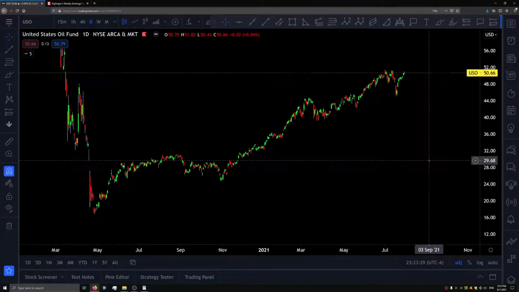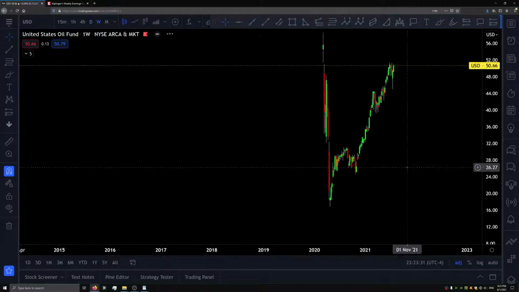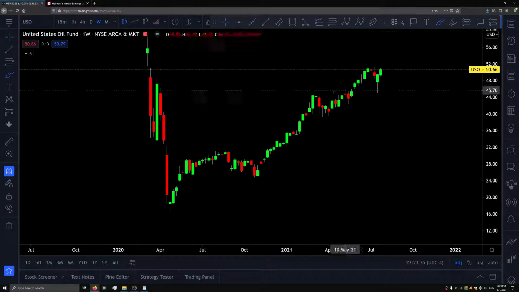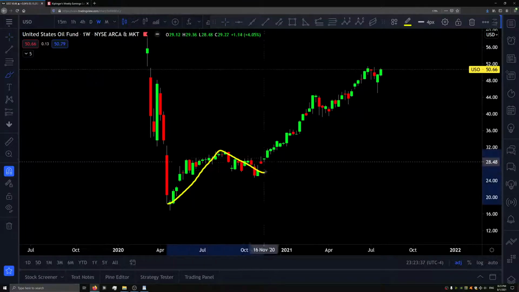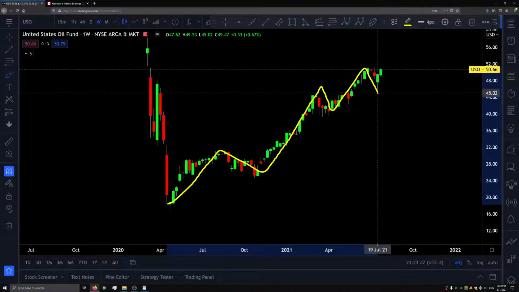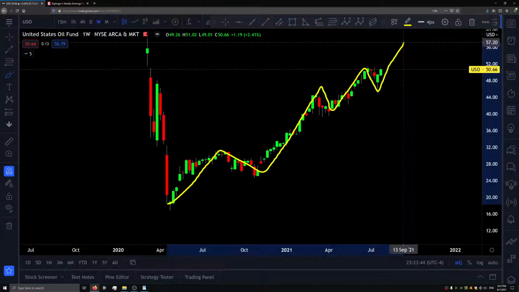Alrighty. Now, we are still in this longer term uptrend. I'm switching to a weekly chart now to see the uptrend. It's easier to see. Higher high, higher low. Higher high, very higher high. Higher low, higher high, higher low. And it's trying to establish another higher high.